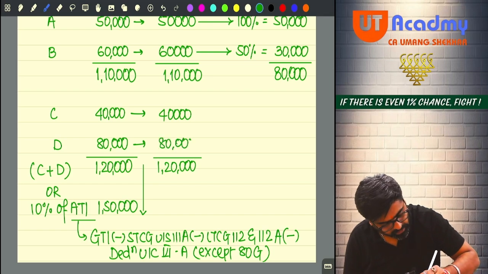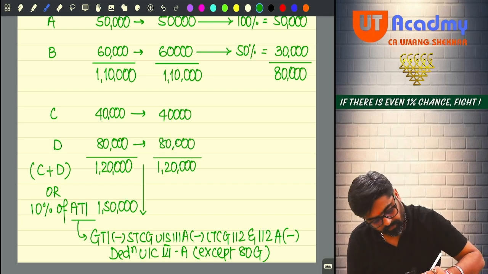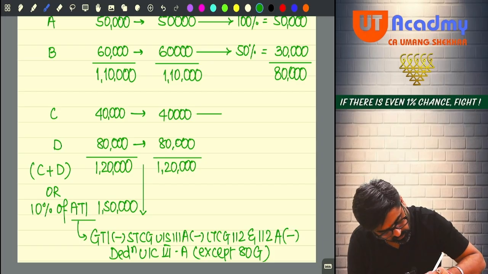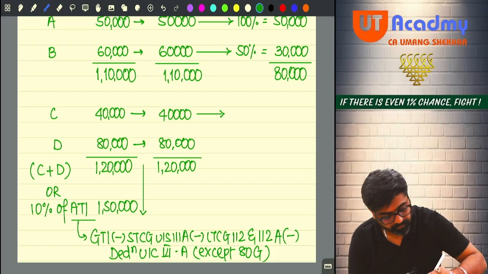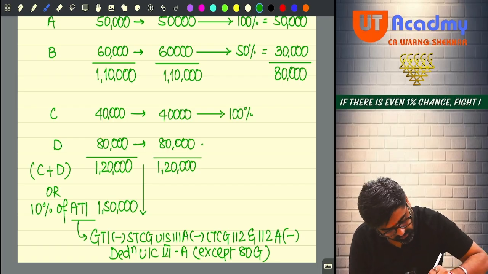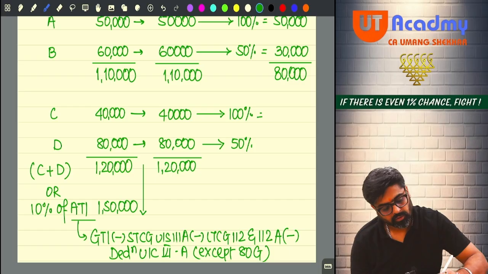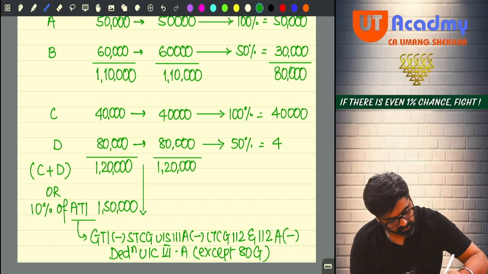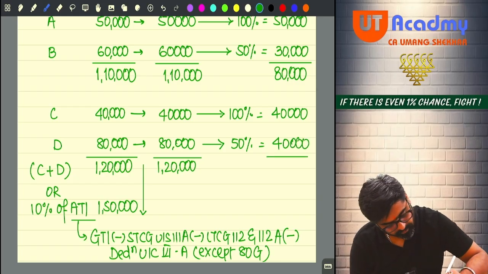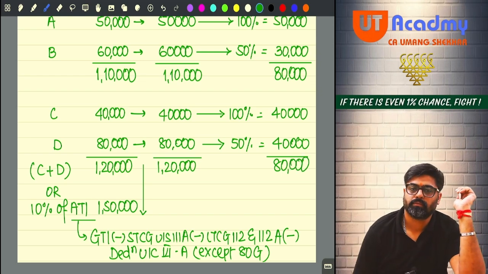Please don't write anything. Now out of this 40,000 which belongs to category C, 100% will be allowed. And out of this 80,000 which belongs to category D, only 50% will be allowed. Getting my point? So this will be your 40,000 and this will be your 40,000. 50% of 80 will be 40,000. So the total deduction will be 80,000 over here. Did you understand this much? Sure, no?